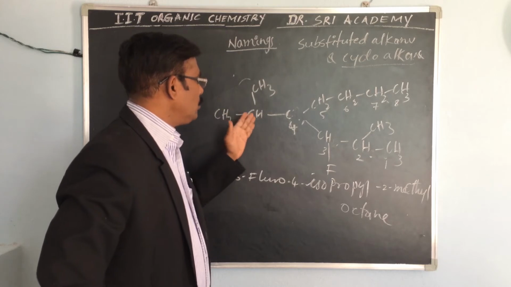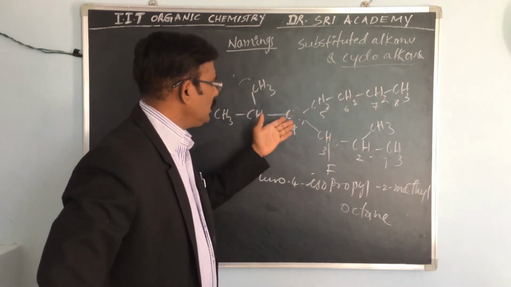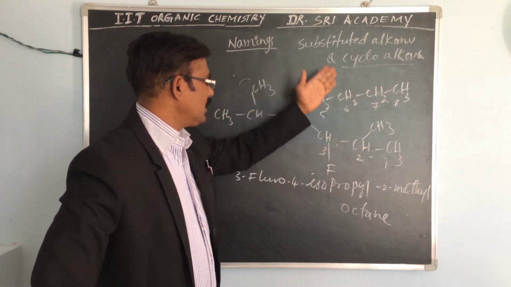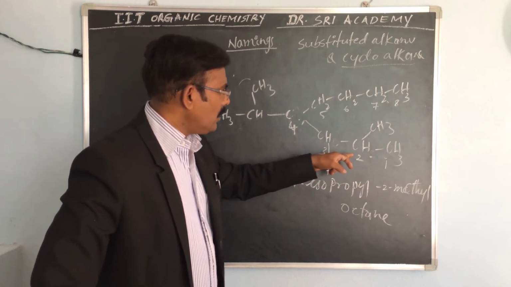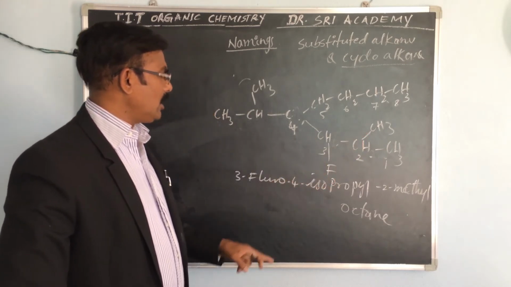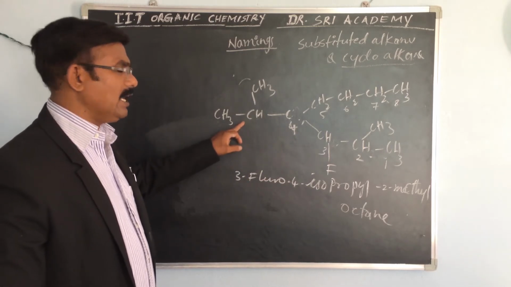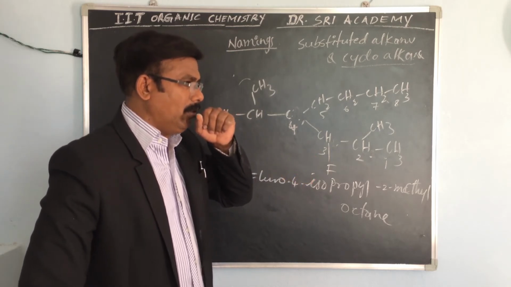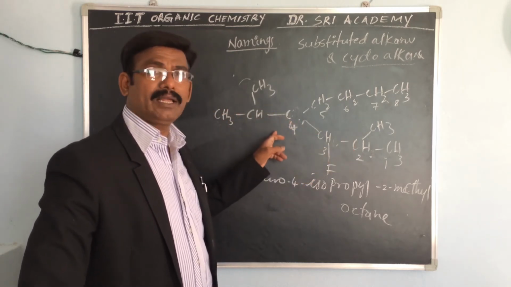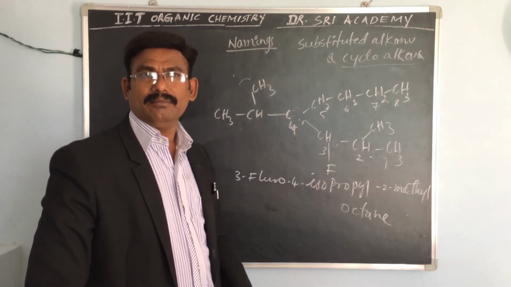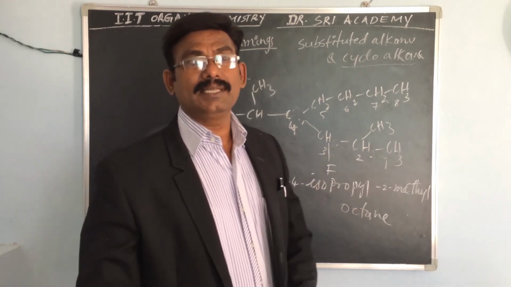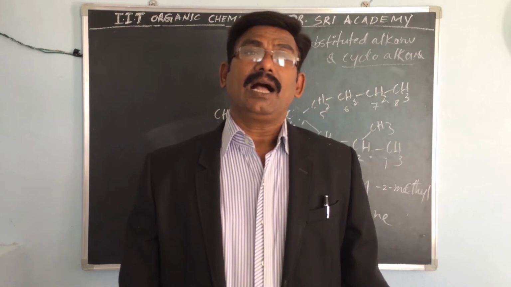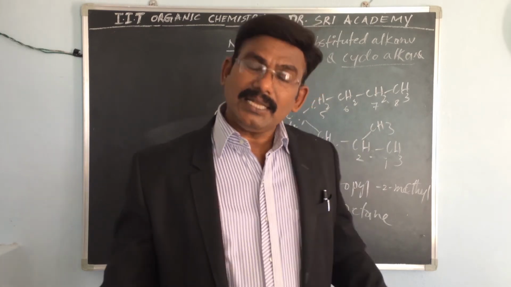So we have to see 1, 2, 3, 4, 5, 6, 7; 1, 2, 3, 4, 5, 6; 1, 2, 3, 4, 5, 6, 7, 8. So this is the longest chain. In this, the substituents are the second carbon containing the methyl group, the third carbon containing the fluorine group, and the fourth is the isopropyl. Don't confuse isopropyl and methyl: isopropyl comes first and methyl comes next. So this is the longest chain according to the IUPAC name in alkanes.